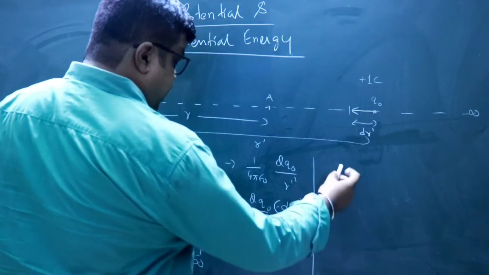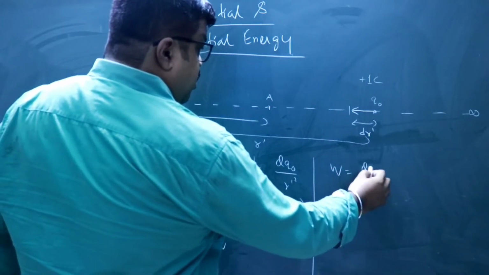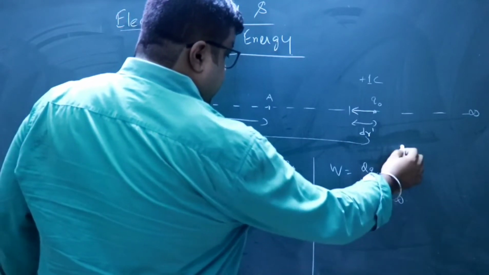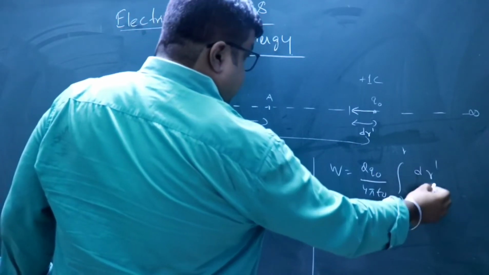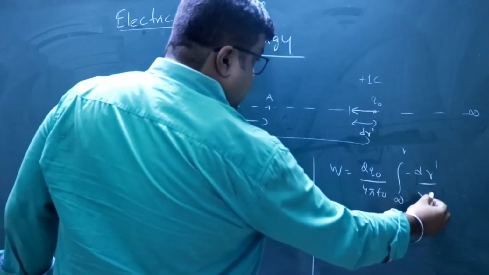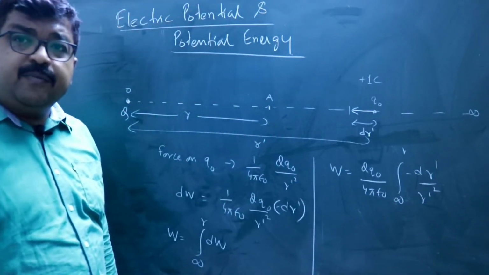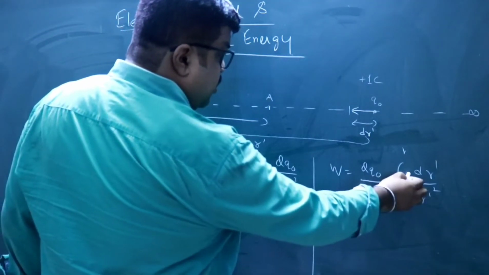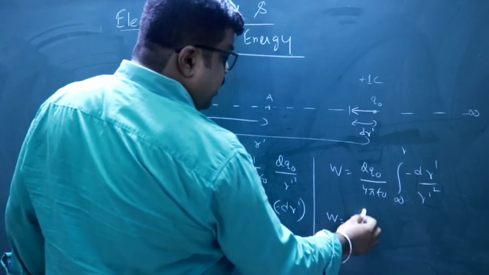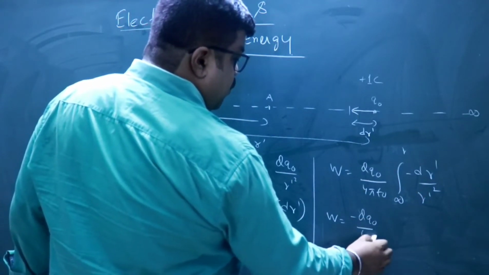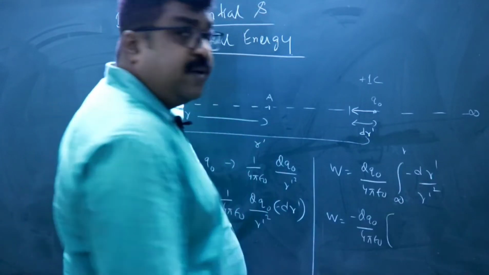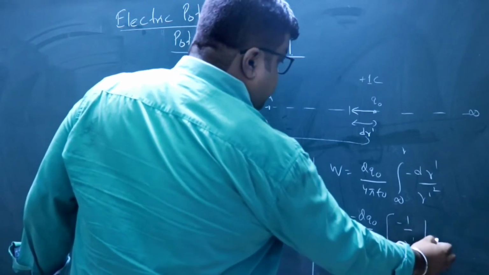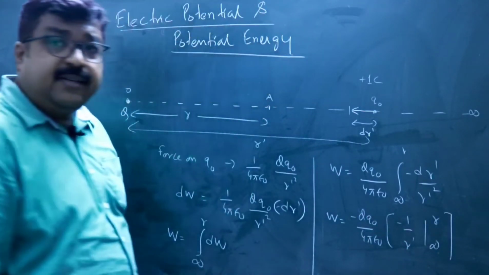So we have W is equal to Q naught by 4 pi epsilon naught, integral from infinity to r of dr prime by r prime square, with a minus sign. So now let us integrate this. Let me take this minus sign outside, so W is equal to minus Q naught by 4 pi epsilon naught, integral of 1 by r prime square, which is equal to minus 1 by r prime. The limit is infinity to r.